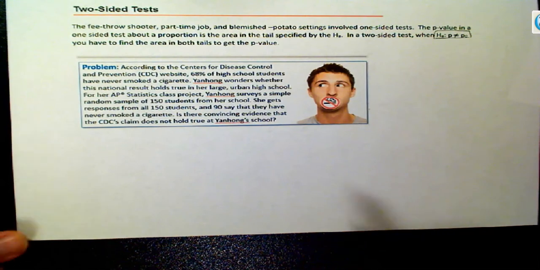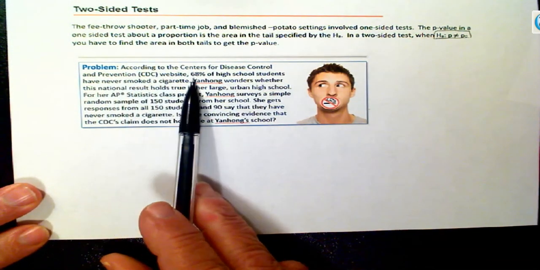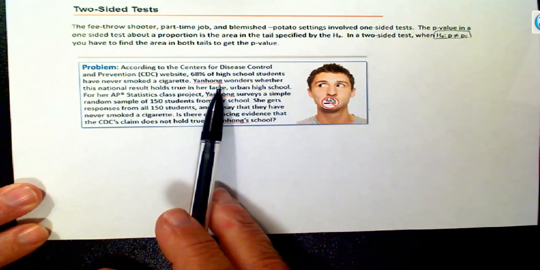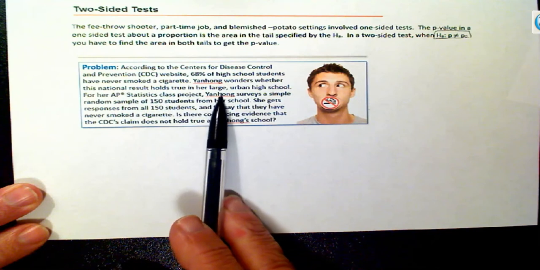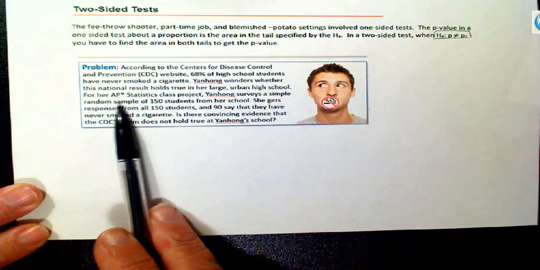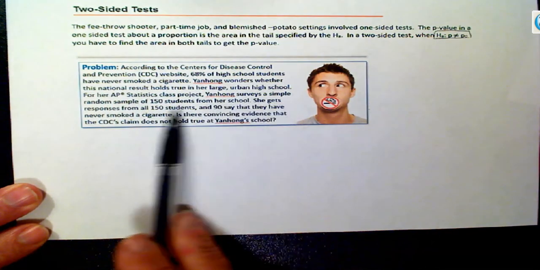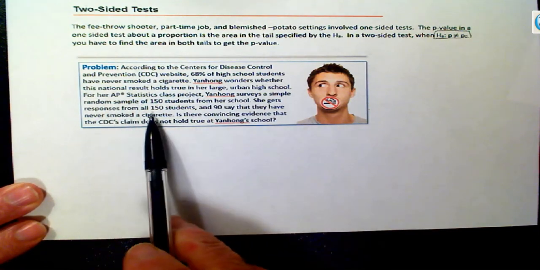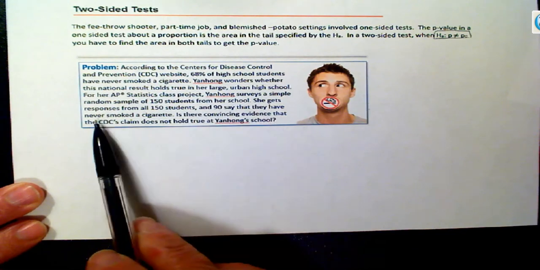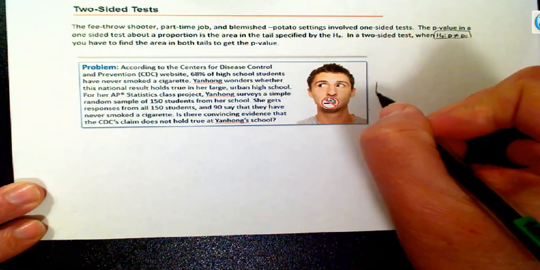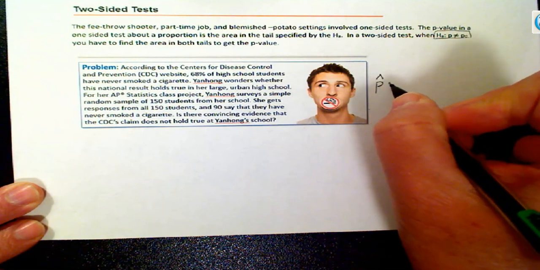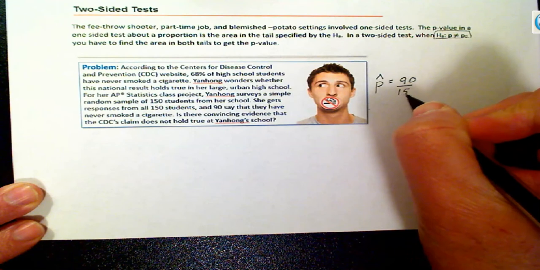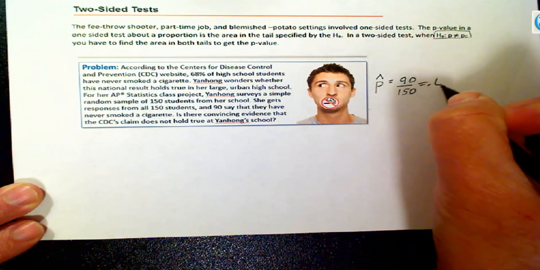According to the Centers for Disease Control, the CDC says 68% of high school students have never smoked a cigarette. A student wonders whether this result holds true in her large urban high school. For the project, she surveys a simple random sample of 150 students from her school. She gets responses from all 150, and 90 say they have never smoked a cigarette. So I'm going to put down my sample proportion is 90 out of 150, and that's equal to 0.6.